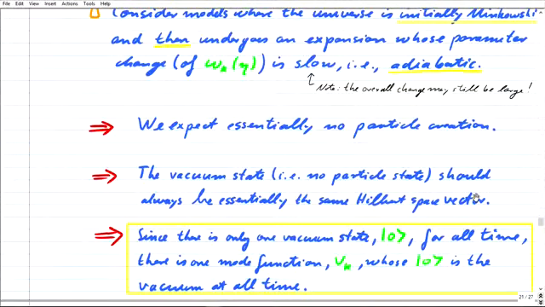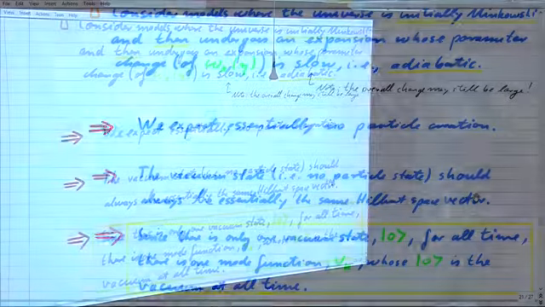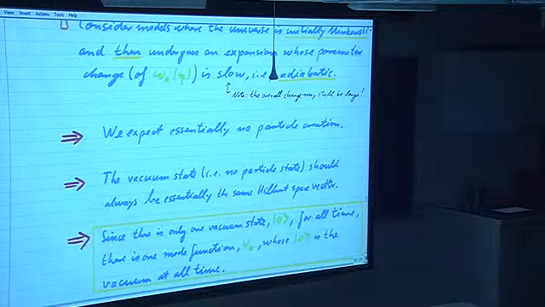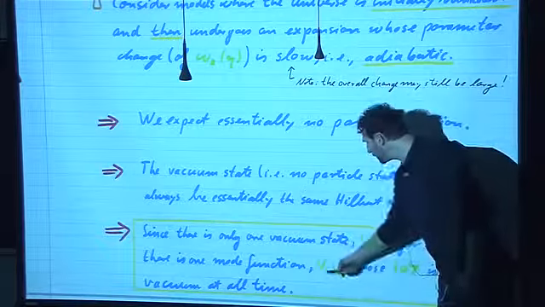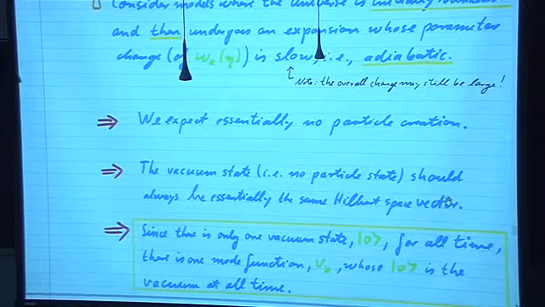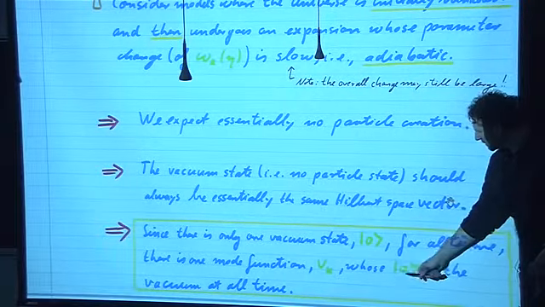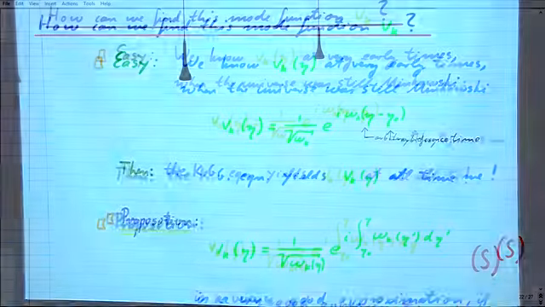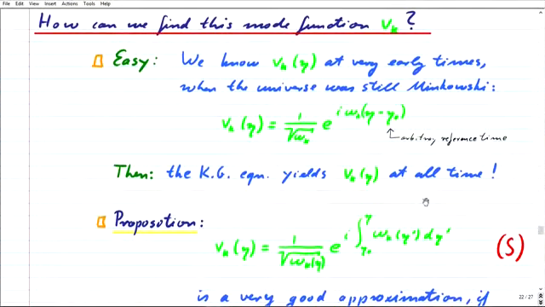Okay, so in the box we have here, since there is only one vacuum state in the case that the evolution is adiabatic for all times, there exists one set of mode functions Vk, whose vector 0 that's annihilated by the A is the vacuum at all times. So how can we find this mode function Vk?